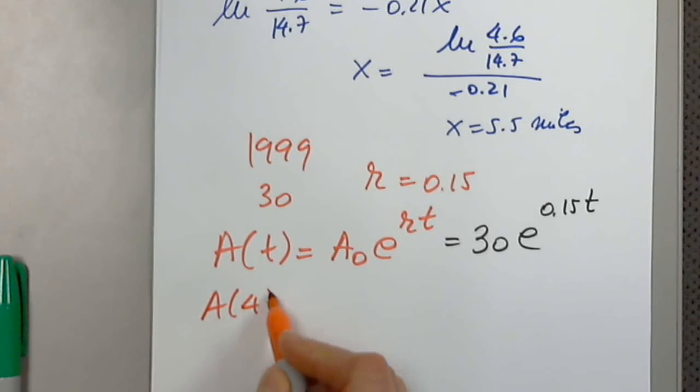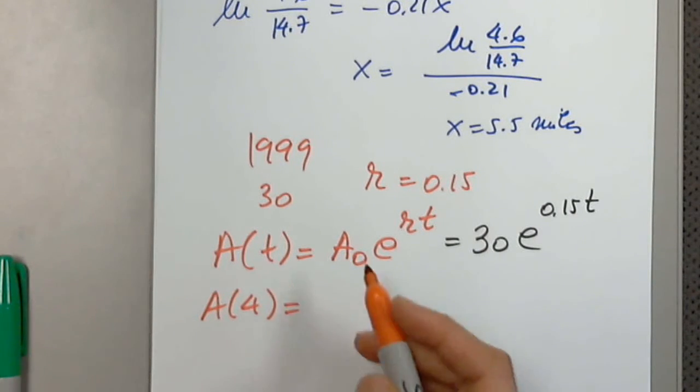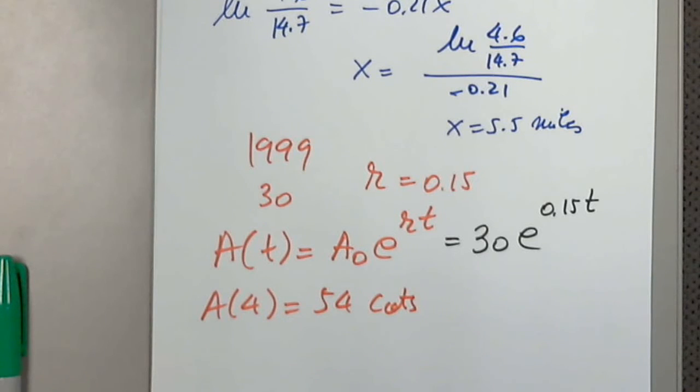That's it. A of 4, and let's use the graphing calculator for that. So we have 30 times e to the power, in parentheses, 0.15 multiplied by 4, close the parenthesis, and enter. I cannot round up, even though I have 54.6, because I don't have 55 cats. So I have to say 54. We're talking about animals and people.